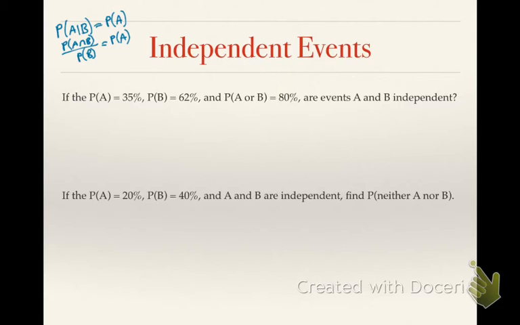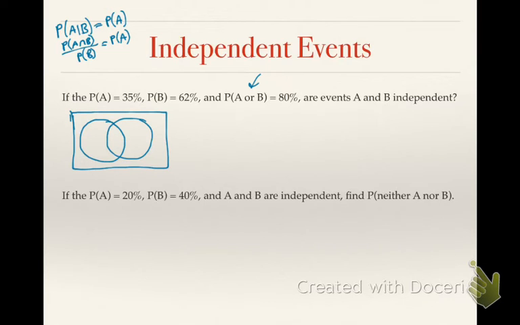Alright, now let's look at this situation. We have the probability of A is 35%, the probability of B is 62%, and the probability of A or B is going to be 80%. So let's use that information to help set up the Venn diagram. Because in order to solve this, we need to know the intersection, which we don't know. We only know their union, which is A or B. So here's a diagram for event A and event B.